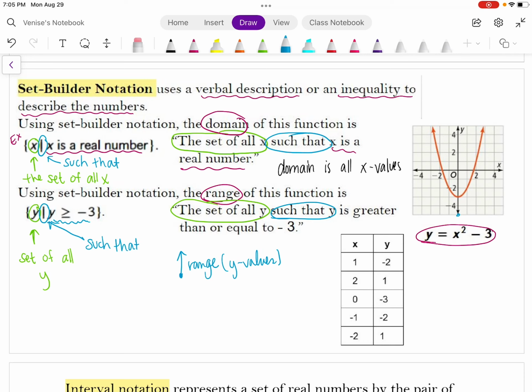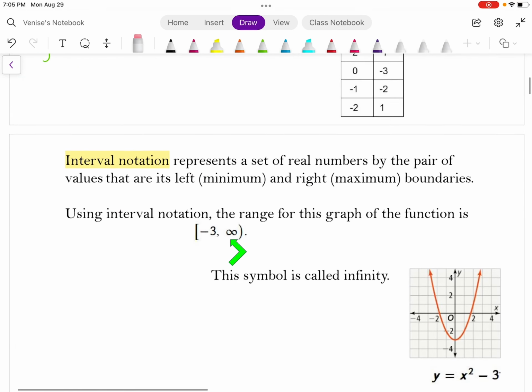So if we're looking at the graph over here, if I'm going from down, up, where do I start? I start at negative 3. And then it keeps going and going all the way up until forever. That's why it says over here, y is greater than or equal to negative 3. All right.